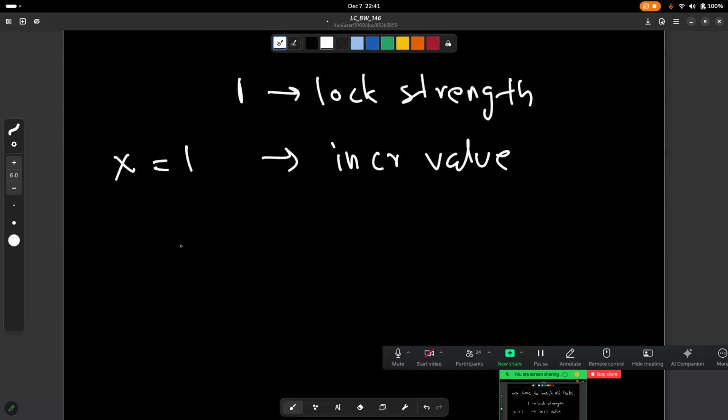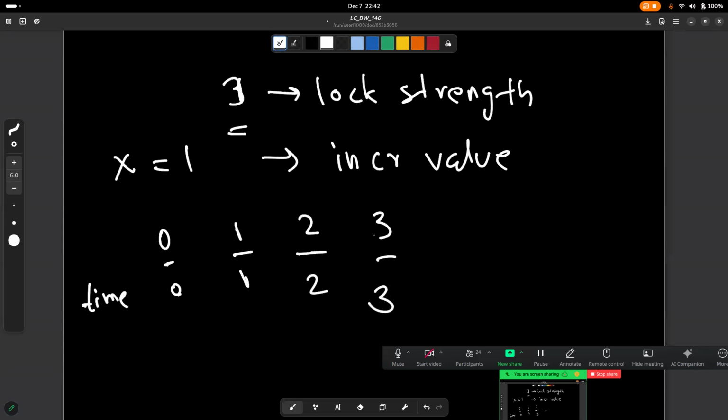and my strength will kind of start at 0. I am first waiting for my strength to go all the way up to my lock strength. So I am waiting for my 0 to become 1. So at time 0, I am at 0. At time 1, I go to 1. Let's just say that our lock strength was 3 rather than 1. At time 0, my strength is 0. At time 1, my strength becomes 1. At time 2, my strength again increments to 2. At time 3, it increments to 3.